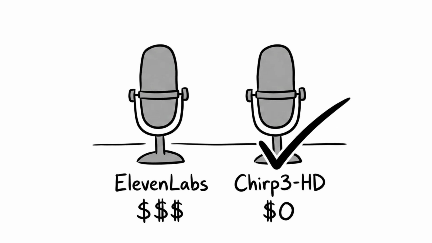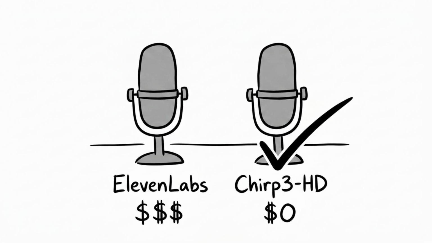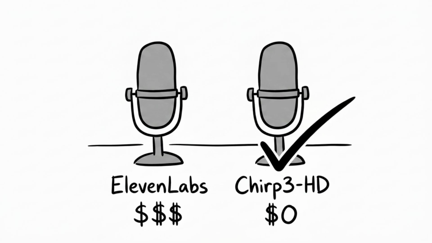That's the whole trick. The earlier pick was 11 Labs. Marginally better, hundreds of dollars a month at daily video pace. Chirp3-HD is free at this volume. Close enough nobody notices.